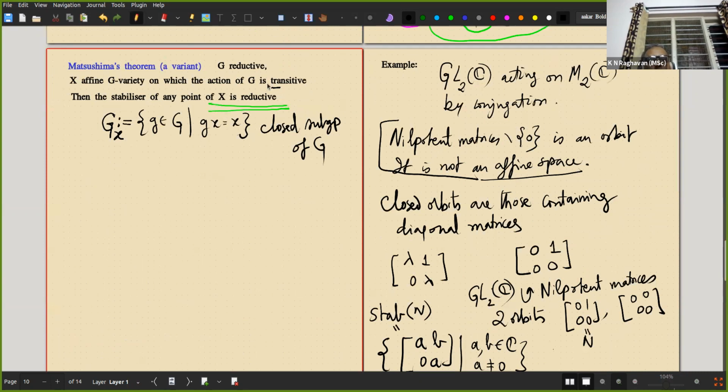On this orbit, the action is transitive. Then the stabilizer of any point would be reductive if it were an affine variety. But here the stabilizer is not reductive. Therefore, when I take nilpotent matrices minus 0, that orbit is not an affine space.